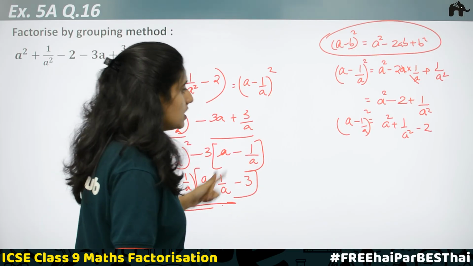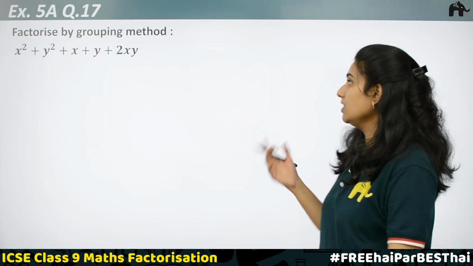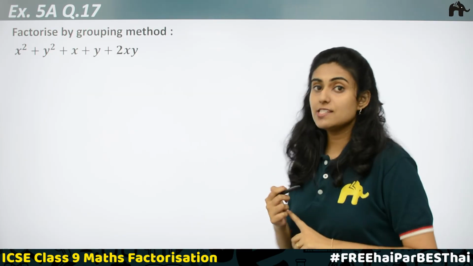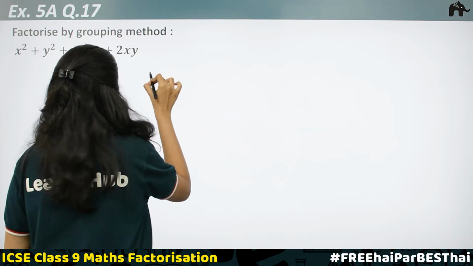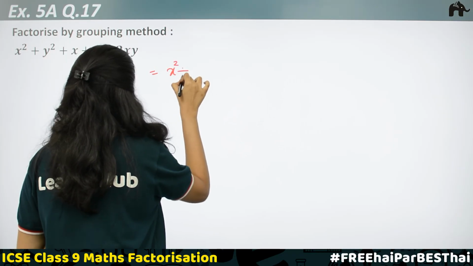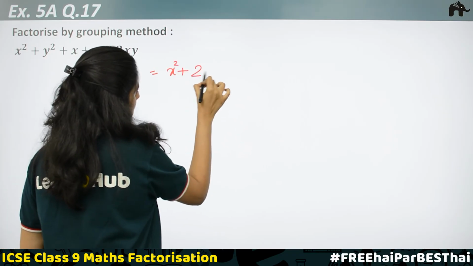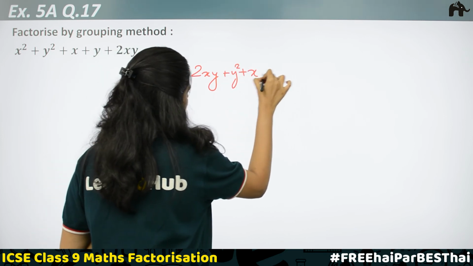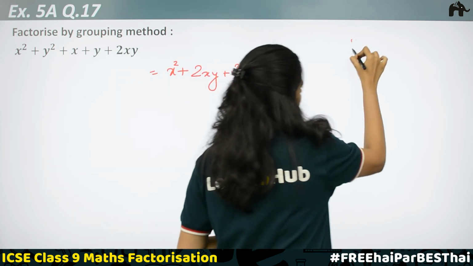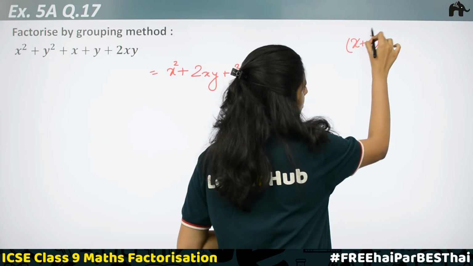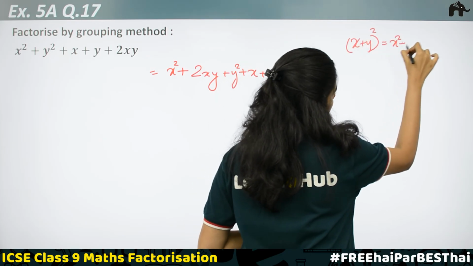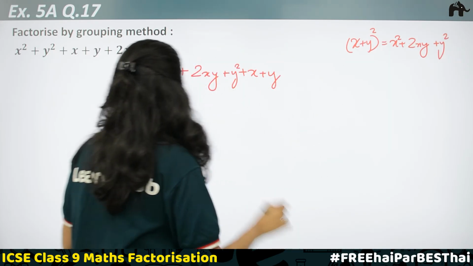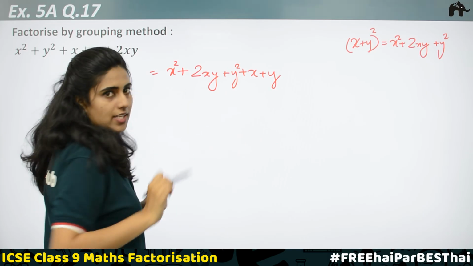So to do this, you will have to know this. Question 17 of exercise 5a: x² + y² + x + y + 2xy. This can be written as x² + 2xy + y² + x + y. What is (x + y)²? In the (a + b)² form, that will be equal to x² + 2xy + y². So here we have x² + 2xy + y².